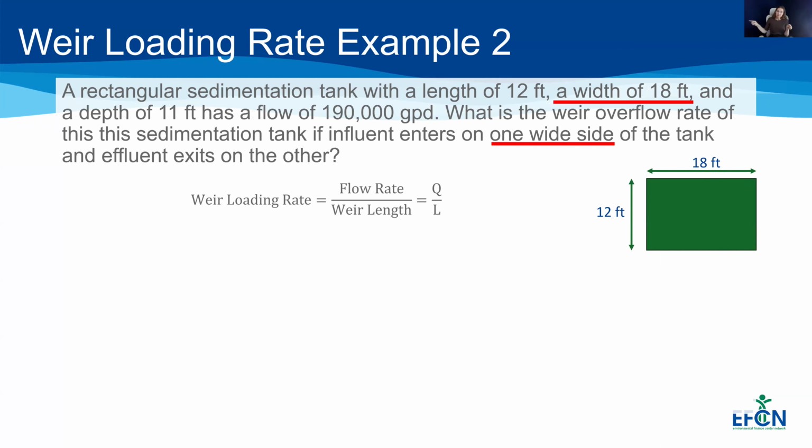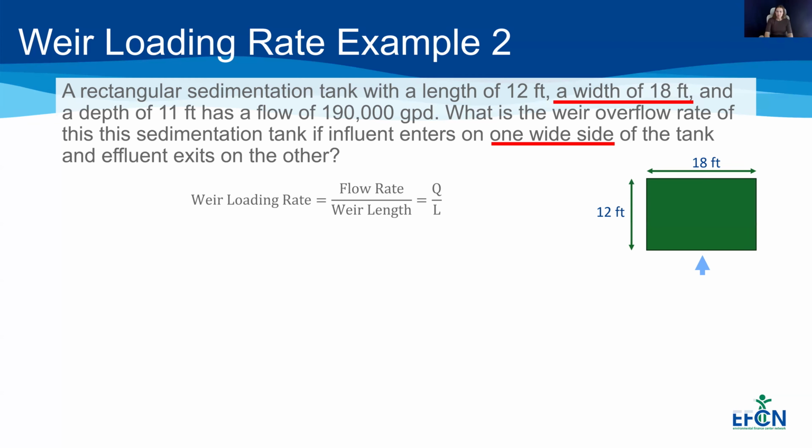So for me, that would indicate that the influent and effluent are entering and exiting on the 18-foot sides of the clarifier. So that would indicate that the weir length, the uppercase L, will equal 18 feet. Now, we're given the flow rate in gallons per day, which are the units we used for our previous example.